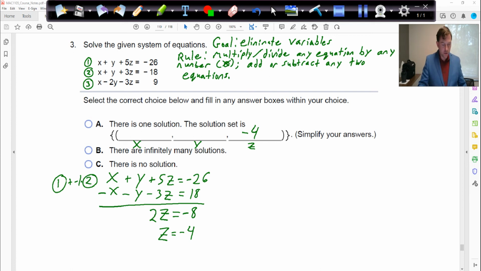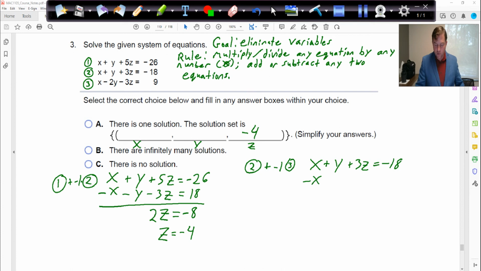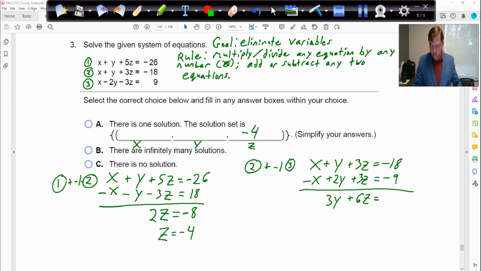So let's try to take 2 minus 3, and we'll get rid of x again. So you have to use different equations now. So we'll take 2 plus negative 1 times equation 3. So equation 2 is x plus y plus 3z equals minus 18. Negative 1 times equation 3 would be negative x plus 2y plus 3z, and that's going to now equal negative 9. And if we add these straight down, we'll get 3y plus 6z equals negative 27.